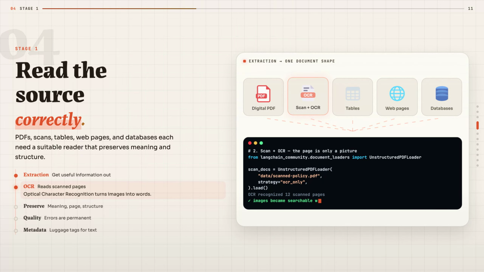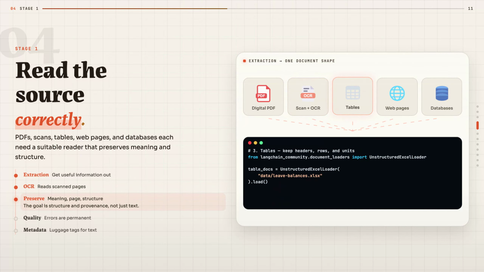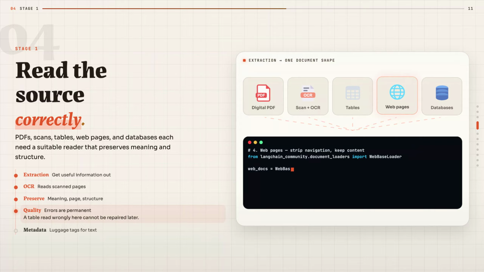The goal is not just to collect text. The goal is to preserve the meaning, the source, the page number, and the structure. Here is the key quality lesson. If a table is read incorrectly at this stage, the later stages cannot magically repair it.